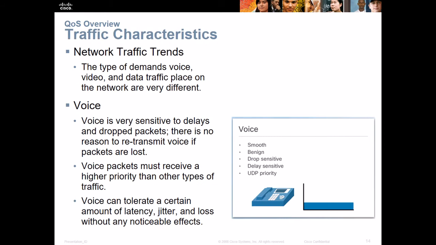So for example, for voice and video, like we discussed earlier, you want smooth, benign traffic, nothing being dropped, no delay whatsoever if you can. Like I told you, 150 milliseconds is the maximum delay it can have. You need about 30 kilobits per second of bandwidth when it comes to voice. That's all the bandwidth it needs.